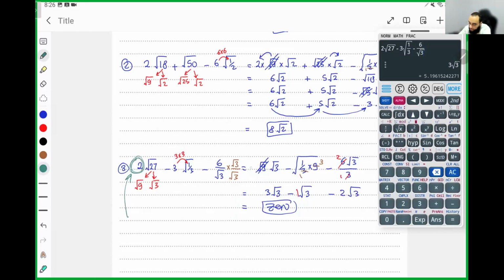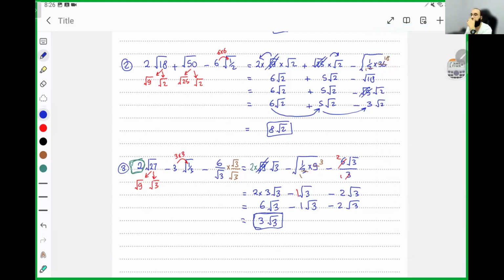So we have to multiply by 2. Don't forget the 2. Take care about this 2. Then it's 6 root 3 minus 1 root 3 minus 2 root 3. 6 minus 1, 5. 5 minus 2, 3. Then it's 3 root 3. Right now it's correct. Okay.